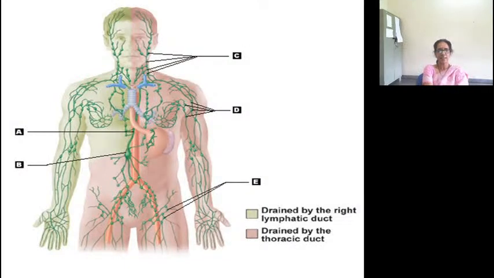So, this is the diagram. The pink one represents the left side. The green one represents the right lymphatic duct. So, whatever areas I told you, head, upper part of the chest, upper arm, is all carried by your right lymphatic duct. Most part of our body is drained by the thoracic duct. The thoracic duct is a bigger duct than the right lymphatic duct.